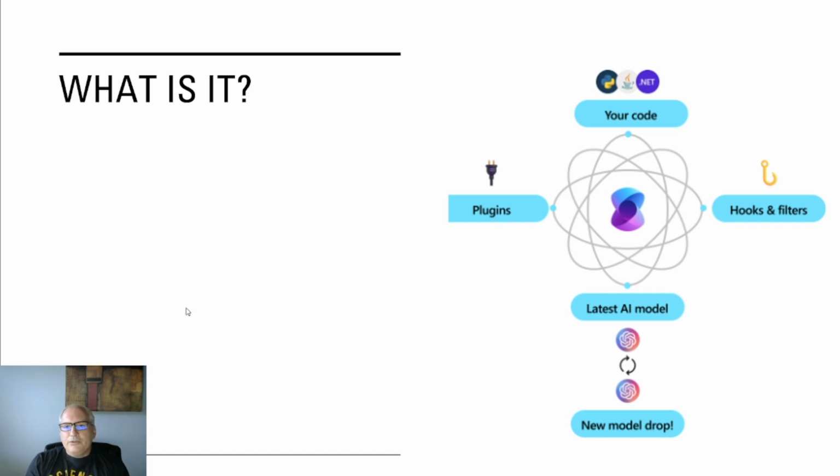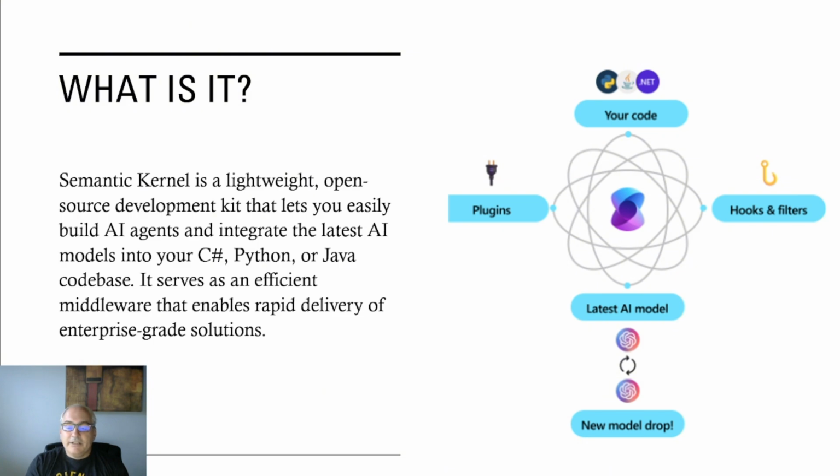So the first thing we need to figure out with Semantic Kernel is, what is it? On the screen here, you see the Microsoft definition of what it is. As I said a minute ago, it is an SDK that allows you to build agents and integrate with models and things like that. That SDK is available in C#, Python, or Java. So you see the official definition.